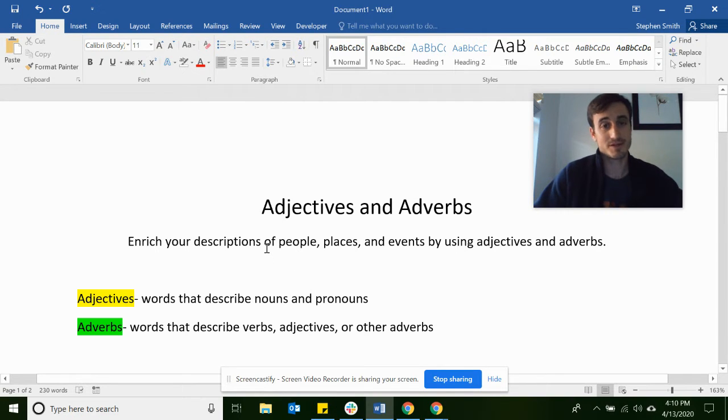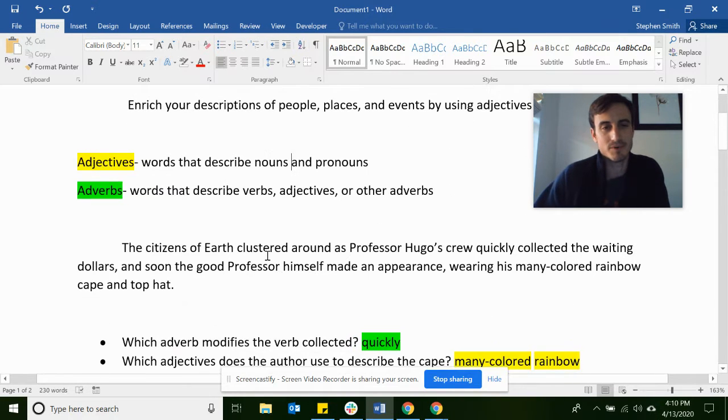Adjectives, what are they? They're words that describe nouns. Adverbs, what are they? They're words that describe verbs or adjectives or other adverbs. Okay, so let's get into an example.